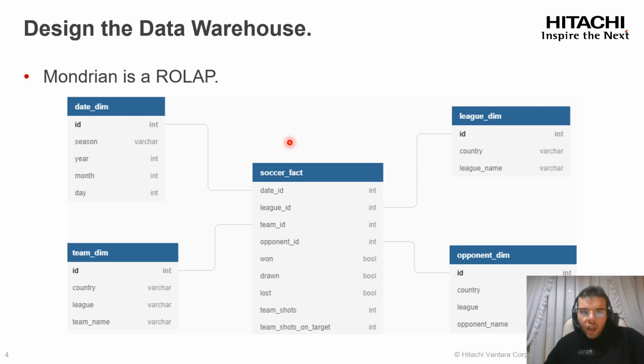For instance, in our domain, we have a fact table called soccer fact that references four dimensions: the date dimension, the team dimension, the opponent dimension, and the league dimension. And then soccer fact holds a set of measures. For instance, team shots can be subcategorized by a given date and a given team.